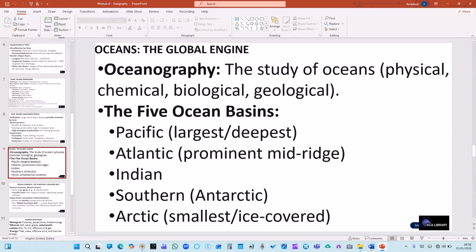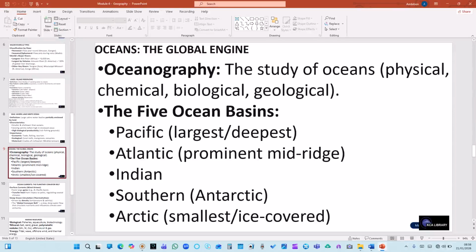Now let us look at the ocean, the global engine. Oceanology is the study of the ocean, both its physical, chemical, biological, and geological features. We have five major ocean basins in the world.